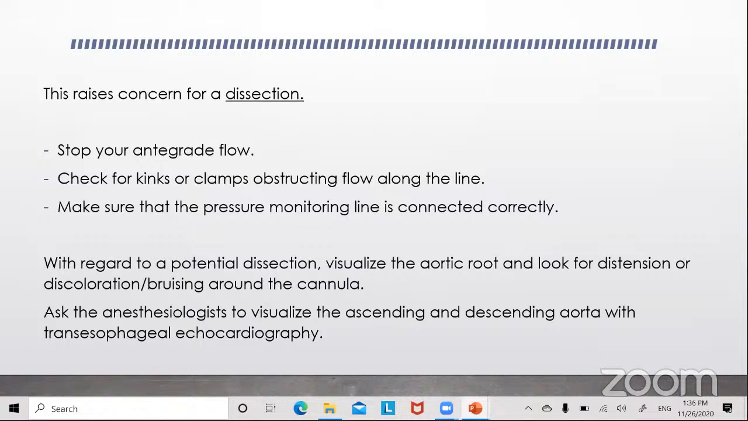With regard to a potential dissection, visualize the aortic root and look for distension, dislocation, or bruising around the cannula. Also, you can ask the anesthesia to visualize the ascending and descending aorta with transesophageal echo.